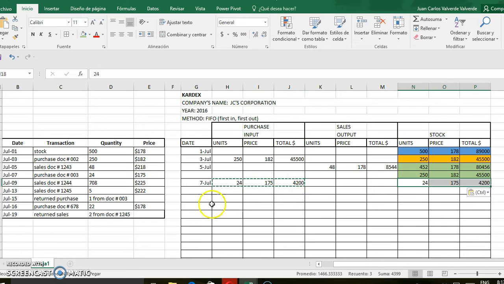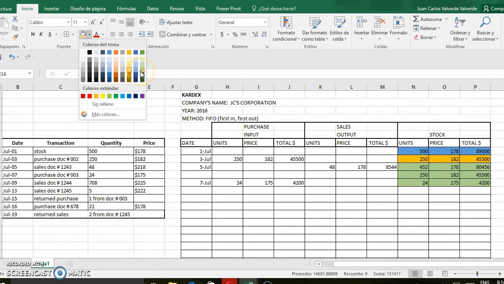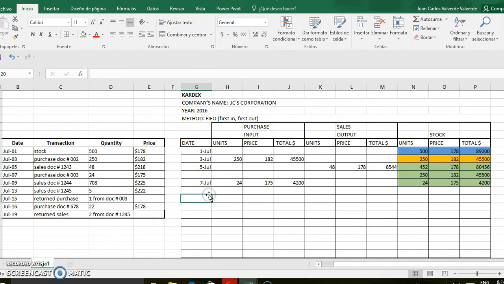Okay, if you compare the 7th of July to the 1st of July, when we first bought, the price was 178. Now the price went down a little bit. Just after a week, look, 175, $3 cheaper. So our new stock is this one. So let's change the color again. Let's paint it this color. No, that is similar to the one. Hold on. Let's choose, what about this one? It's better. Okay, let's see what happened on the 9th of July.